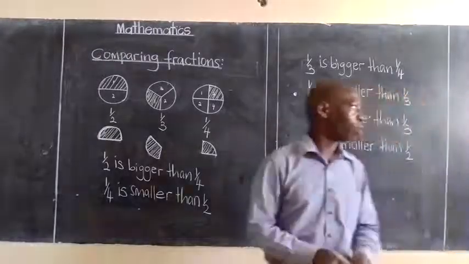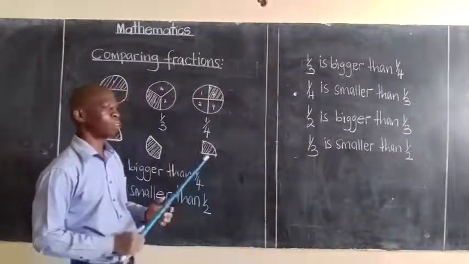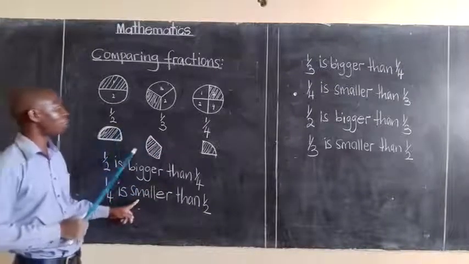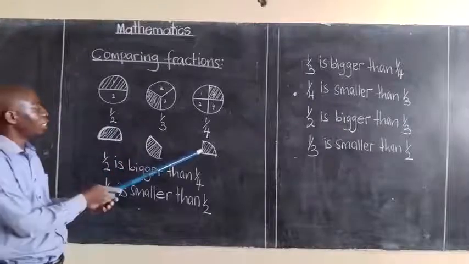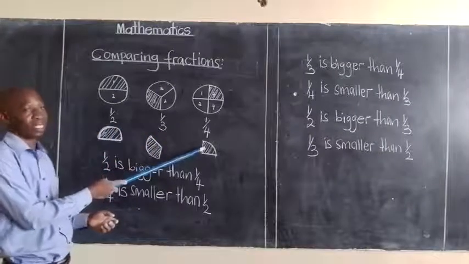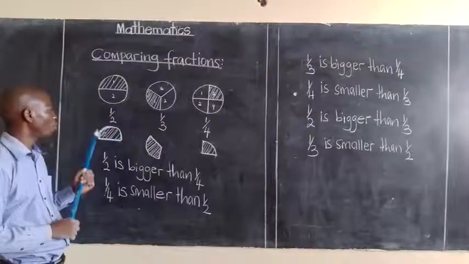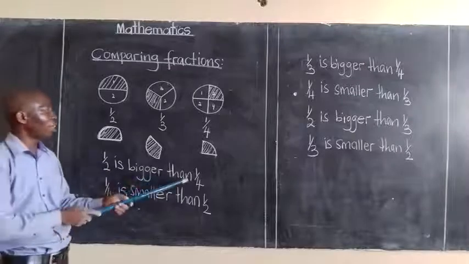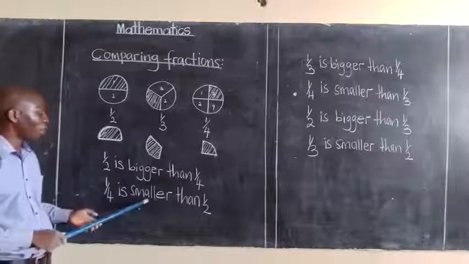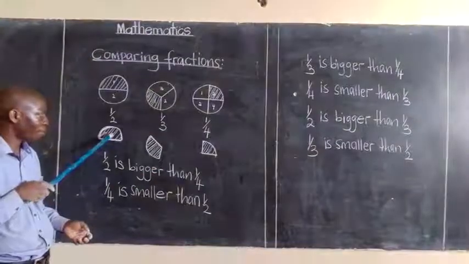That's how we can give a comparison of fractions. When we are comparing, these two words are very important. We can use bigger, we can use smaller. If you look at these fractions, you will realize that this fraction is the smallest. If we compare the three, this one is the smallest, and this one is the biggest, right? But if you are comparing two, a half is bigger than a quarter. Therefore, a quarter is smaller than a half.